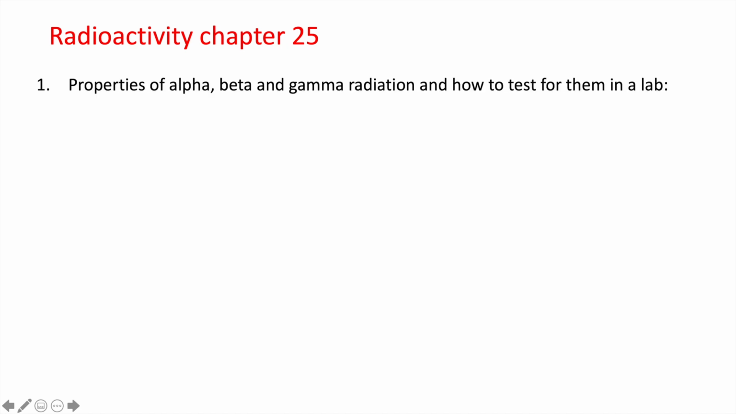Next week we're going to look at half-lives and activity in much more detail than GCSE, looking at logarithmic graphs. Today we're going to look at the following: properties of alpha, beta and gamma radiation and how to test for them in a lab. You've done this at GCSE, but it's really important that you know the techniques.